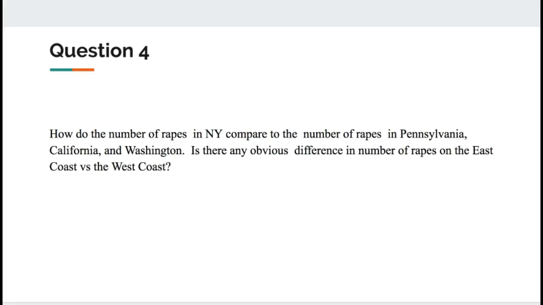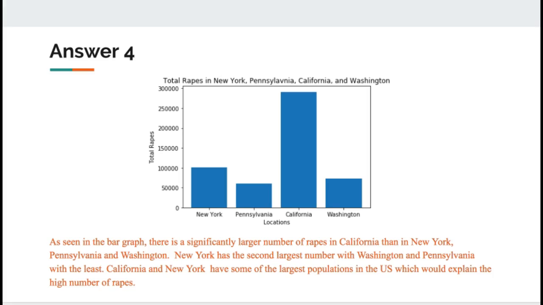The last question that we solved was, how does the number of rapes in New York compare to the number of rapes in Pennsylvania, California, and Washington? Is there any obvious difference in the number of attacks on the East Coast versus the West Coast? From this, we used a bar graph, and there's a significantly larger number of rapes in California than in New York, Pennsylvania, and Washington. You can see that New York has the second largest number, with Washington and Pennsylvania having the least. California and New York have some of the largest populations in the U.S., which would explain the higher number of attacks.